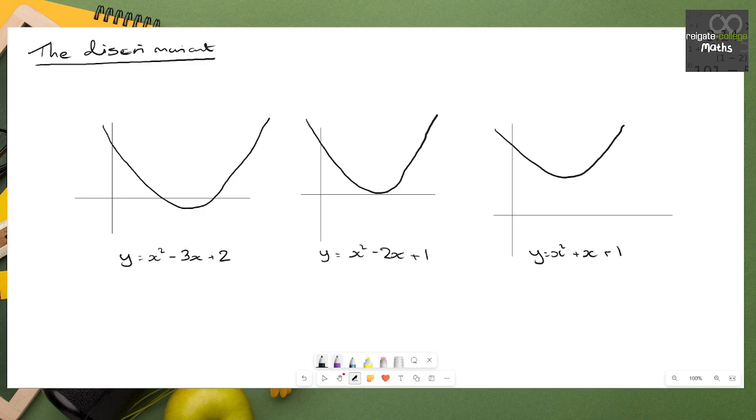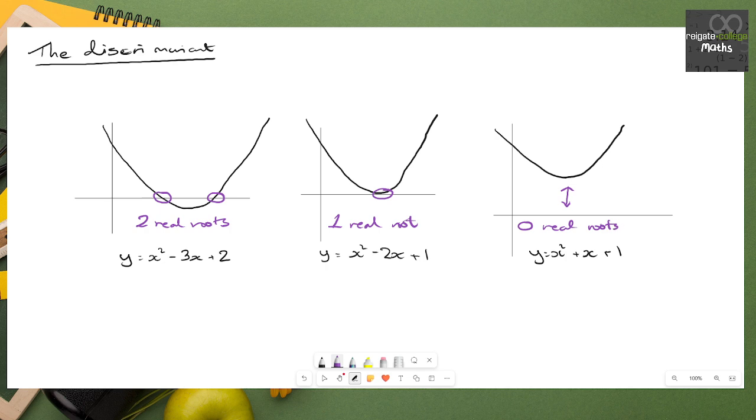Now, there are lots of things that do differ between each of these three graphs, but there's one thing in particular. We can see here this graph crosses the x-axis twice. So this has two real roots. This one touches the x-axis exactly once, so it has one real root, and this one doesn't touch the x-axis at all. So this has 0 real roots.